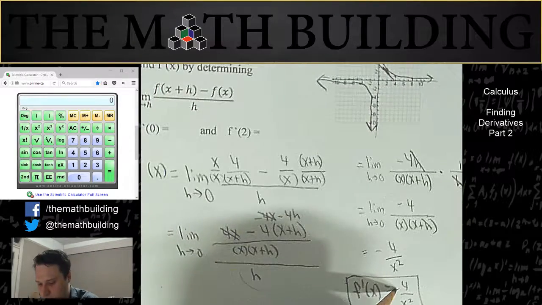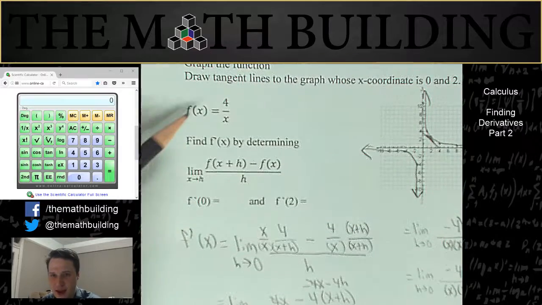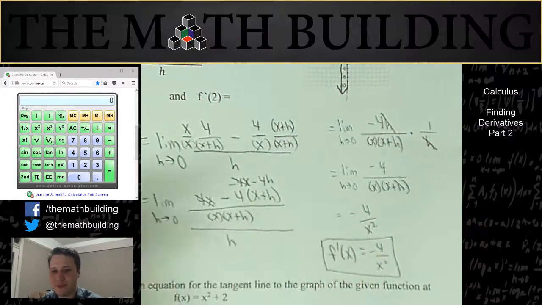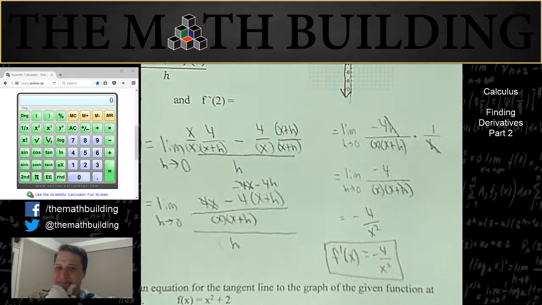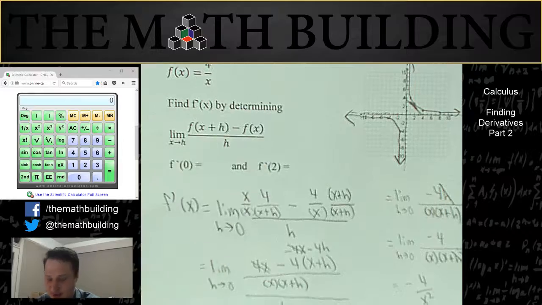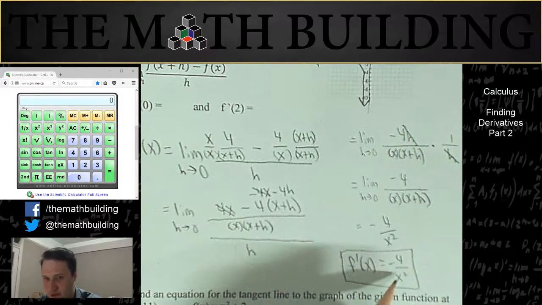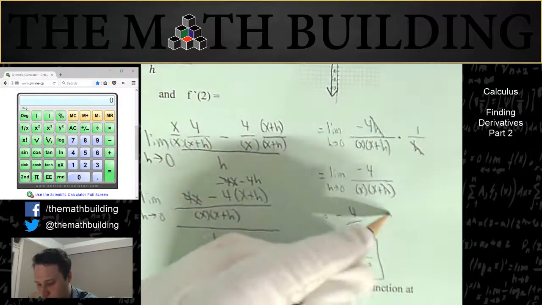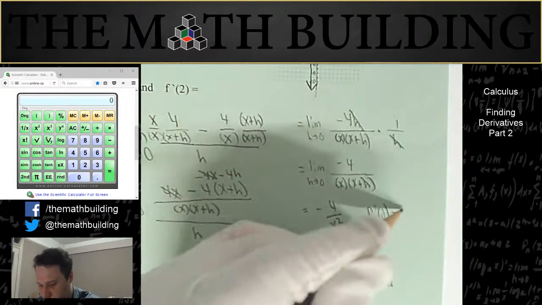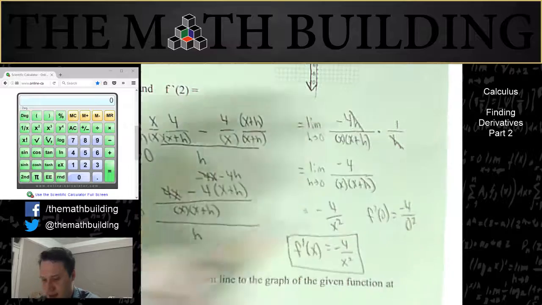By the way, do you notice any relation between this and this? I'll let you think about that. Let's evaluate the derivative at 0 and 2. So if we evaluate the derivative at 0, we see that f prime of 0 is going to be negative 4 over 0 squared, and that's bad.